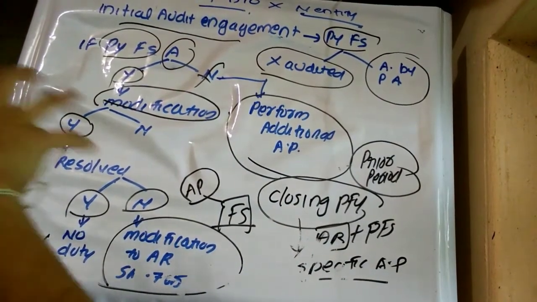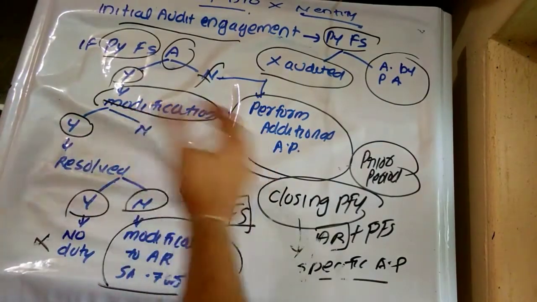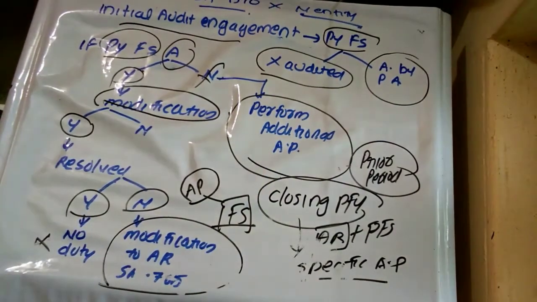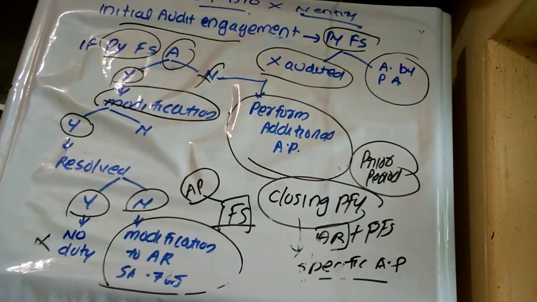Then the auditor has to determine whether the opening balance provided is agreeing with the financial statement. That is, the previous year financial statement has to be analyzed and checked, whether it is in agreement with that previous year financial statement.